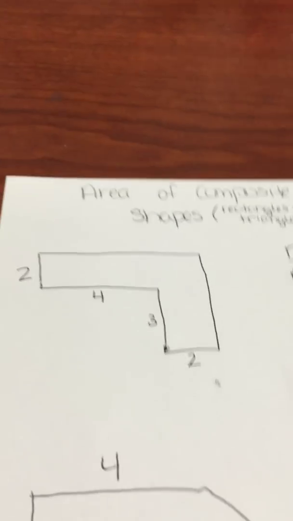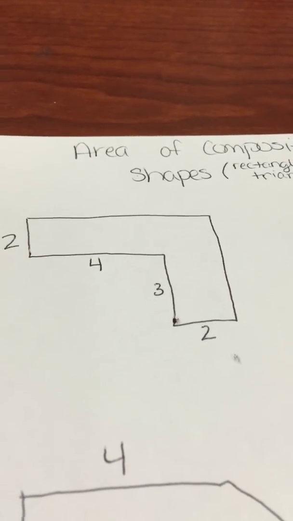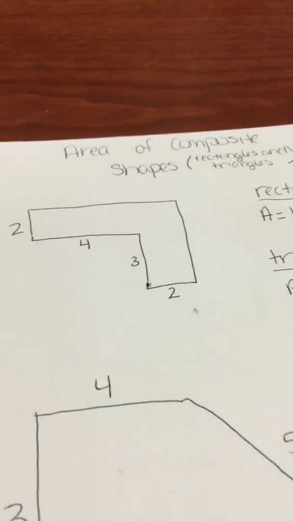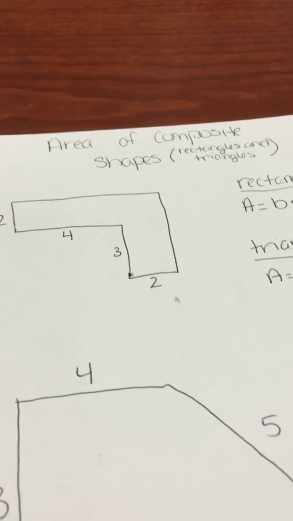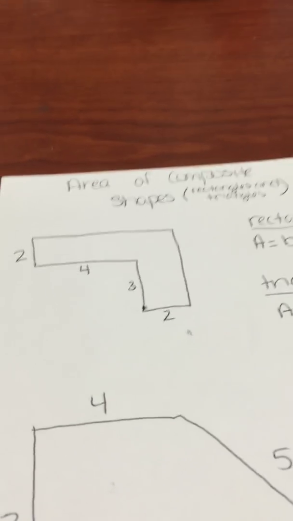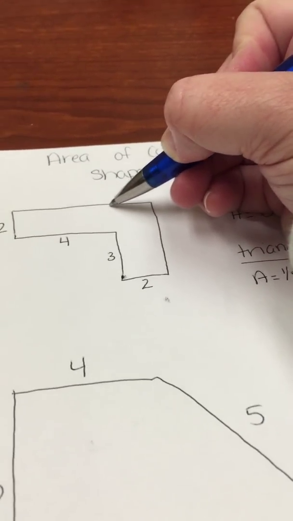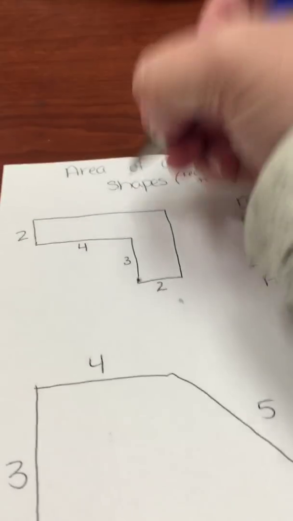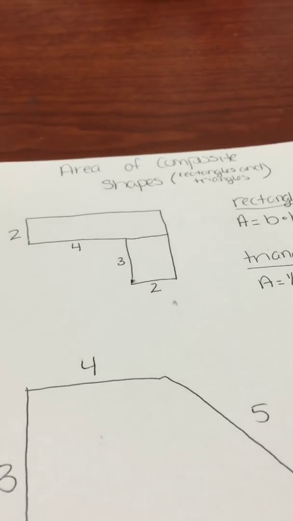So the first shape we're looking at here kind of looks like a sideways L. And when you want to find the area of a composite shape, meaning it's made up of more than one shape, you need to cut it up into the shapes that you're able to find the area of, and then you add together those two separate areas. In this case, your choice is either to draw a vertical line to create two rectangles, or you can create a horizontal line to create two rectangles. I'm going to go ahead and draw the horizontal line.